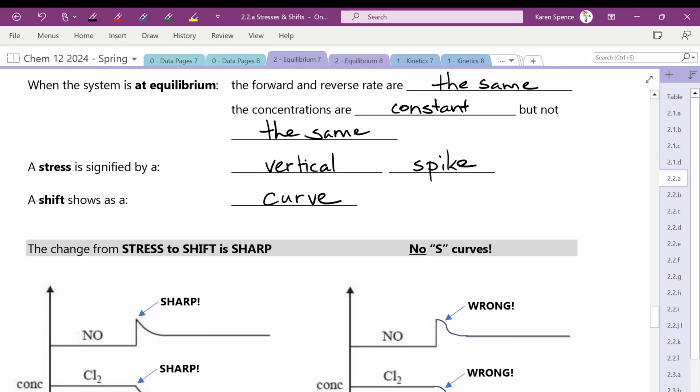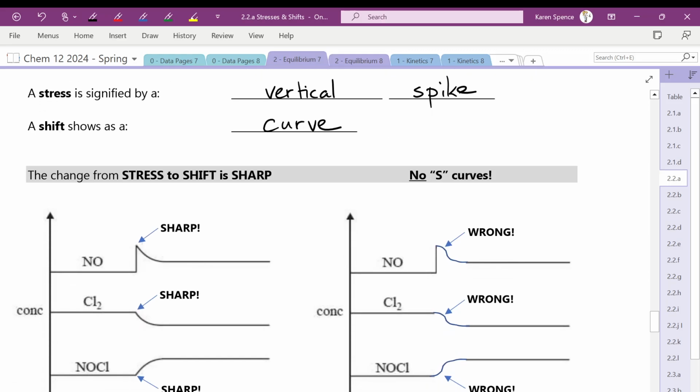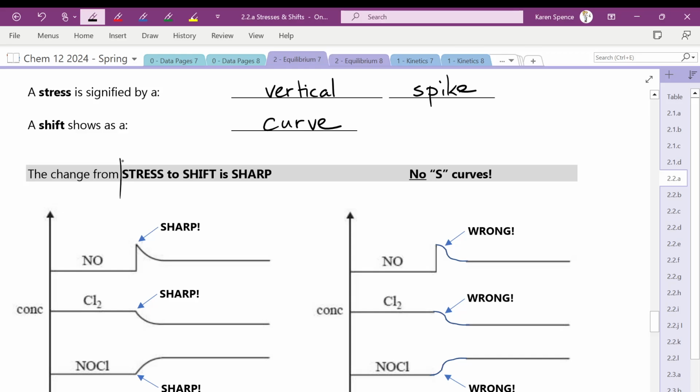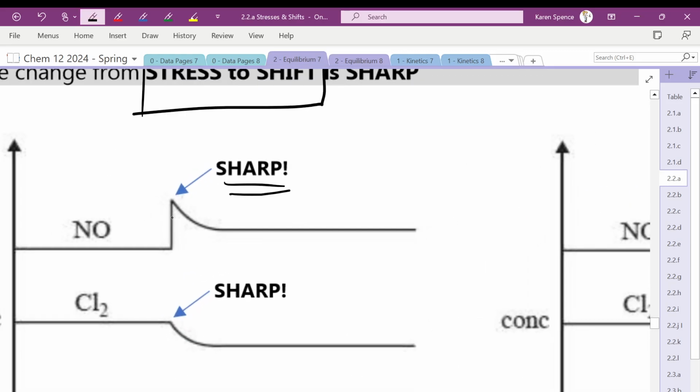Now, because the rate of change is fastest at first, the change from stress to shift is sharp. Do you see how that looks sharp? Pointy, you could poke yourself on that corner. Yes?